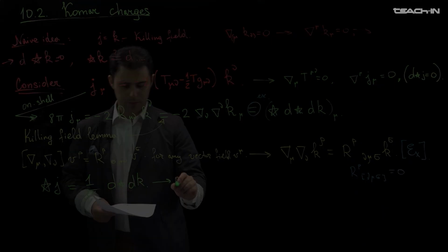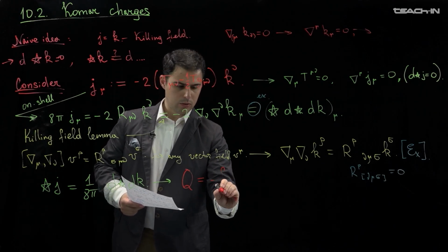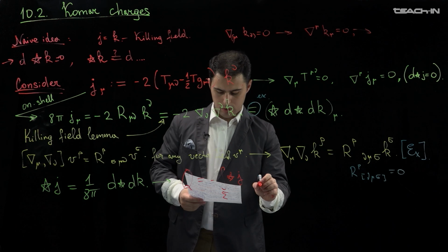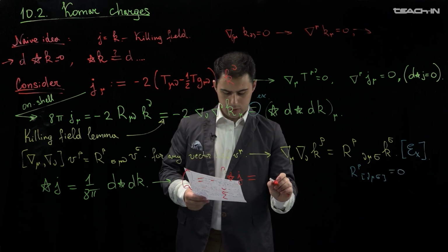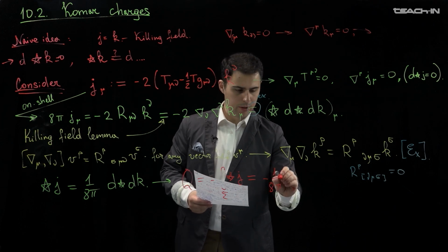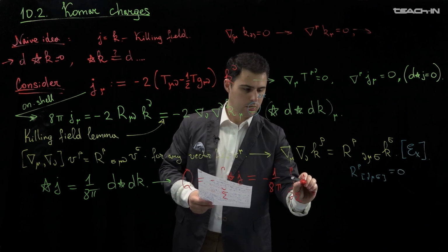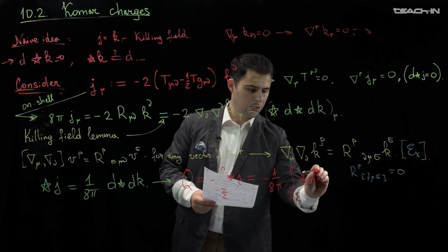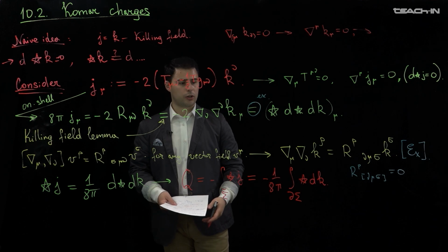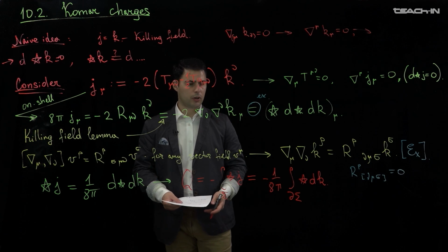We can then define the charges by Q equals minus the integral over Σ of star J, equals minus 1 over 8π, the integral over ∂Σ of star dK. Notice that this is an entirely geometric construction. We are using here only the Killing field.